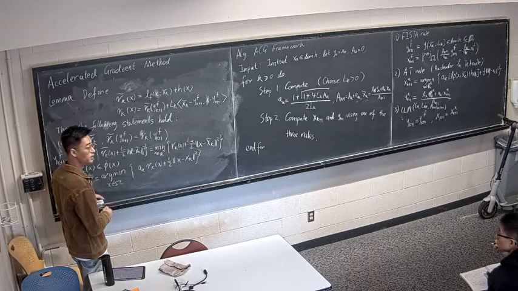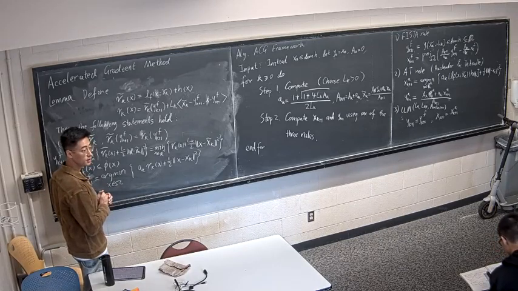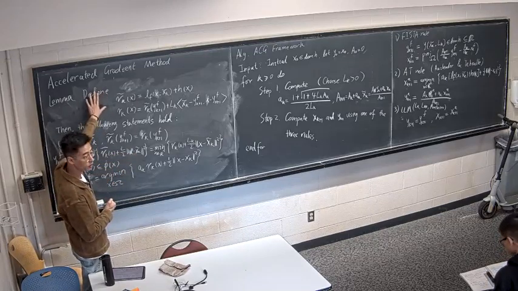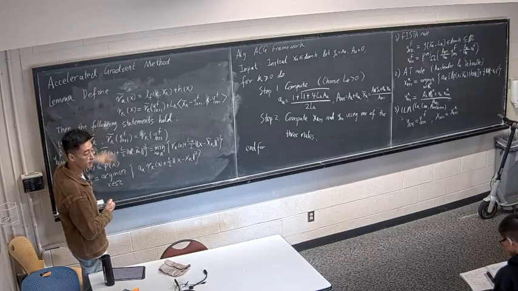Any questions about this? What is phi of x? Phi is f plus h, as we wrote here before. Okay, we are minimizing phi, which is f plus h.